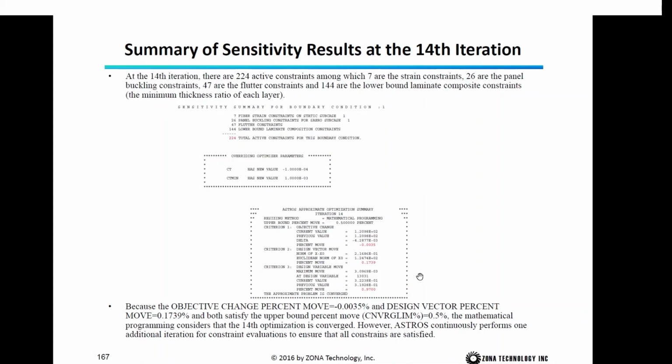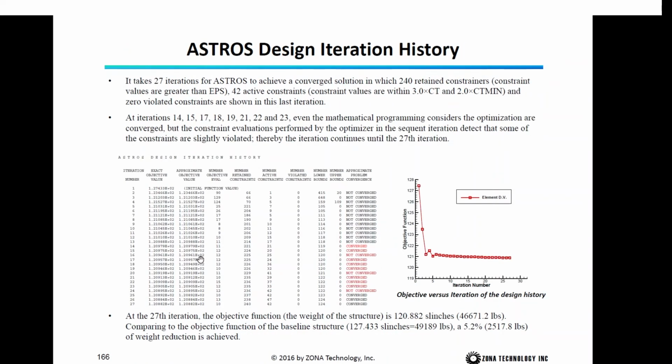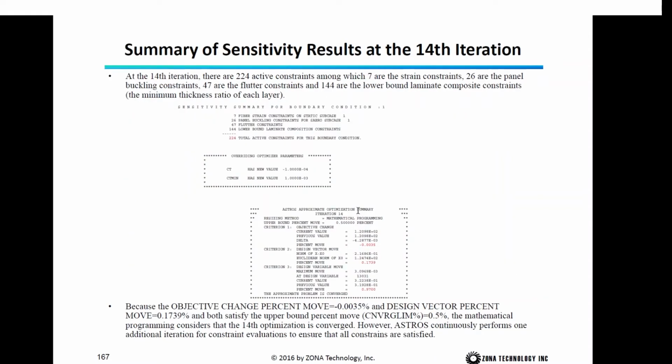Okay, let's look at what happened at the 14th iteration. It said converged. Then why does the optimization still continue? At the 14th iteration, we have 244 active constraints: 7 fiber strength constraints, 27 panel buckling, 47 flutter constraints, 144 lower bound laminate decomposition constraints. This is from DECON. And so the total active constraint is 244.